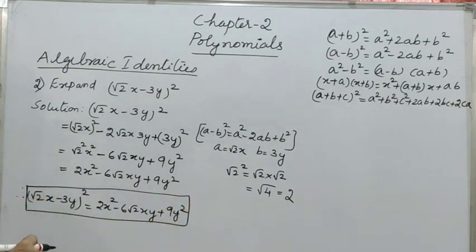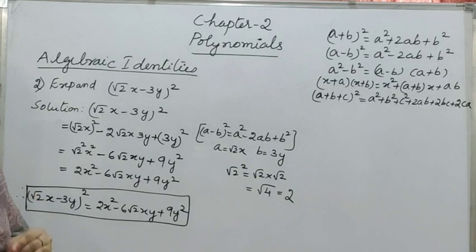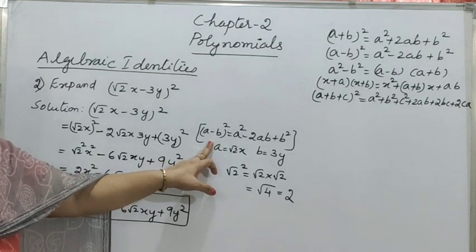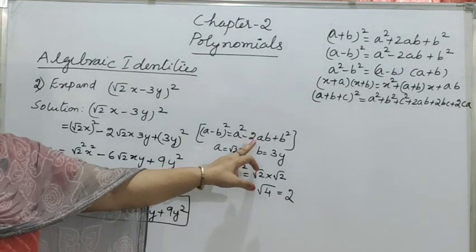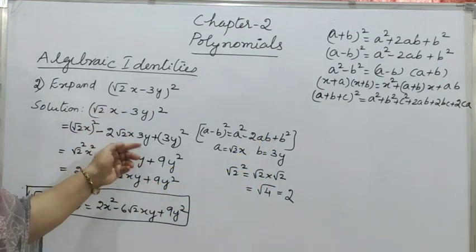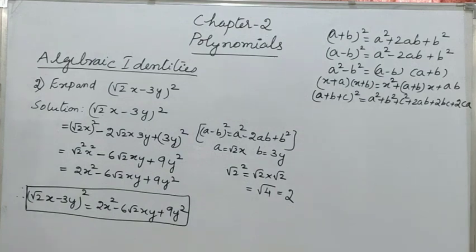I hope you have understood all the steps. Anybody who needs explanation, listen once again. What is the question? Root 2x minus 3y whole square. We should identify which identity is more suitable here. So the suitable identity is a minus b whole square. So we have written the reason on the right side. A square expanded, a square minus 2ab plus b square. Comparing, we should take down what is a and what is b. So we identified a equal to root 2x and b equal to 3y.